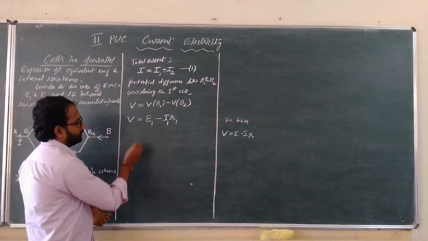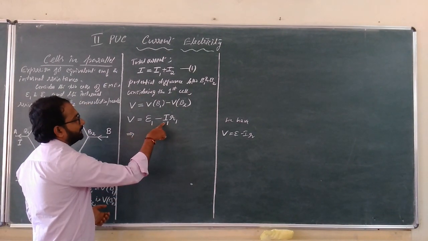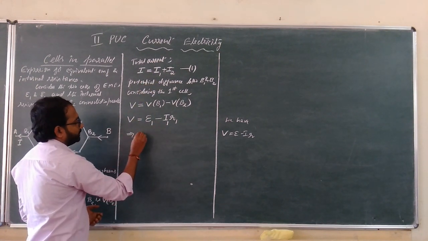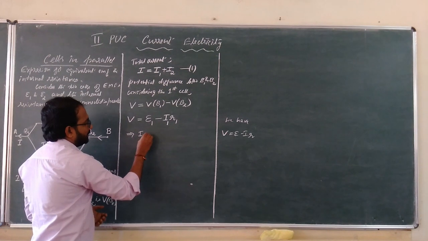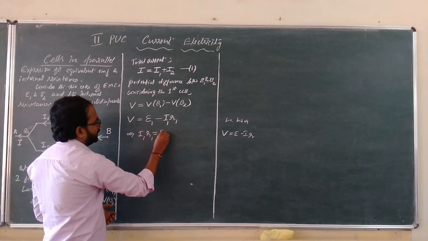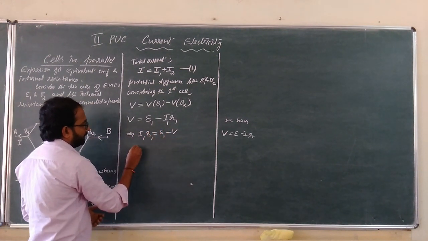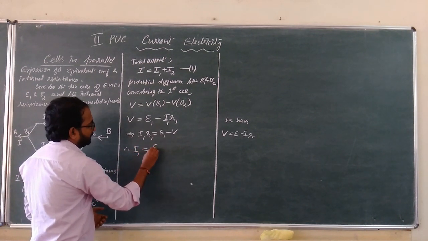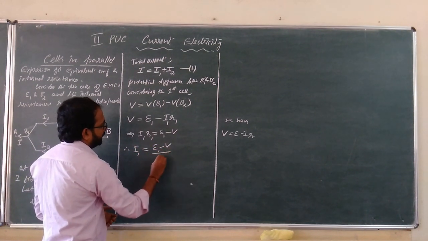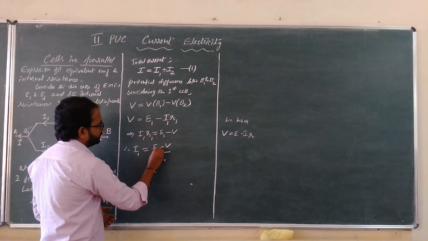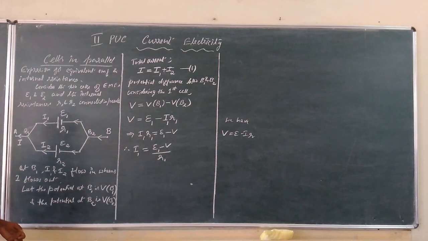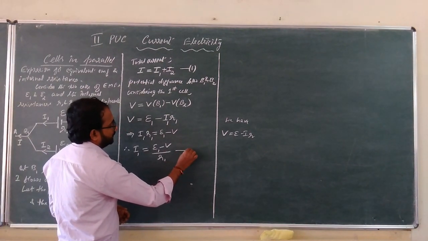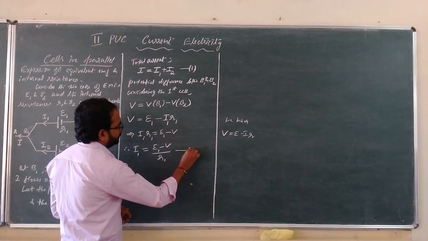So this implies, I want the value of I1 to substitute here. Therefore I1 R1 is equal to E1 minus V, and therefore I1 is equal to E1 minus V by R1. So that is the value of current I1 due to the first cell.